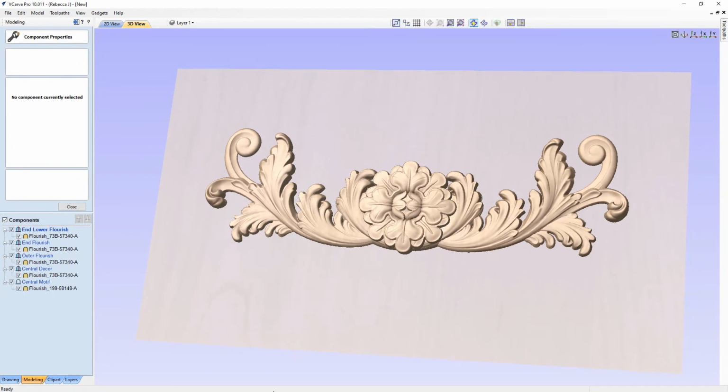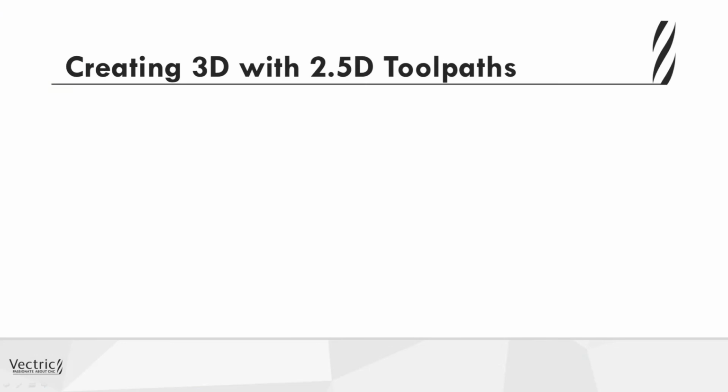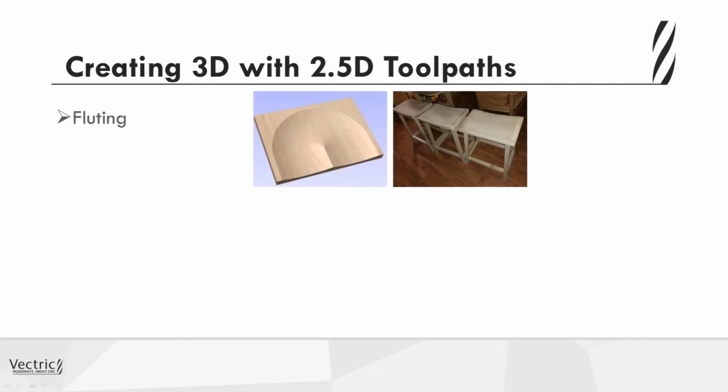So now we're going to look, so we've finished with the kind of model side of things. Now we're going to look at how we can make use of the 2.5D toolpaths to create 3D. There are a few 2.5D toolpaths that can be used to create 3D parts or effects. So the 3 that we're going to look at now are fluting, V-carving and the molding toolpath.